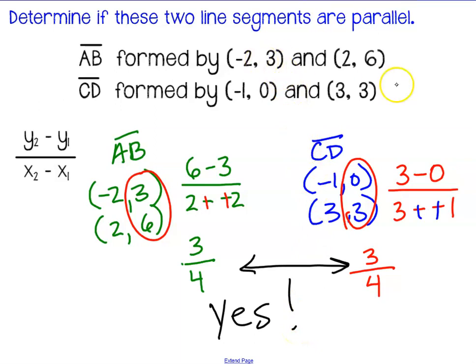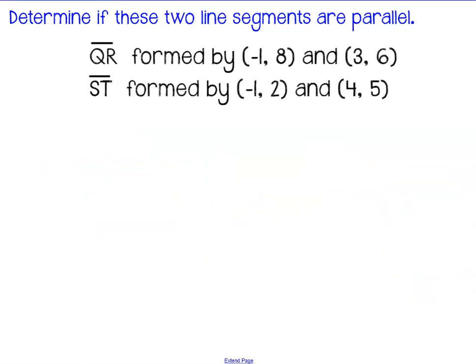So all I needed were 2 points, and I could tell if the slopes were equal that the lines would be parallel. Let's try another one. Again, show your work for QR, show your work for ST.